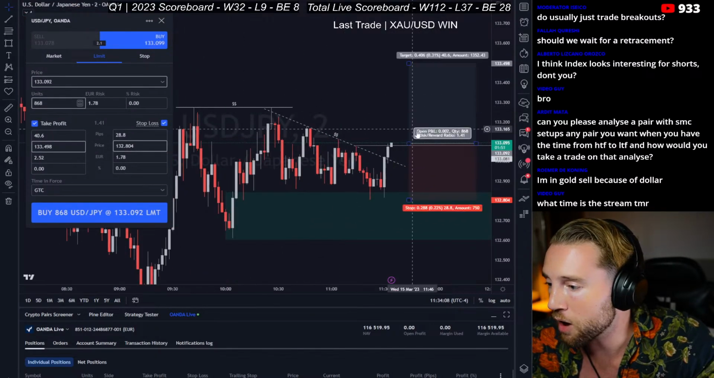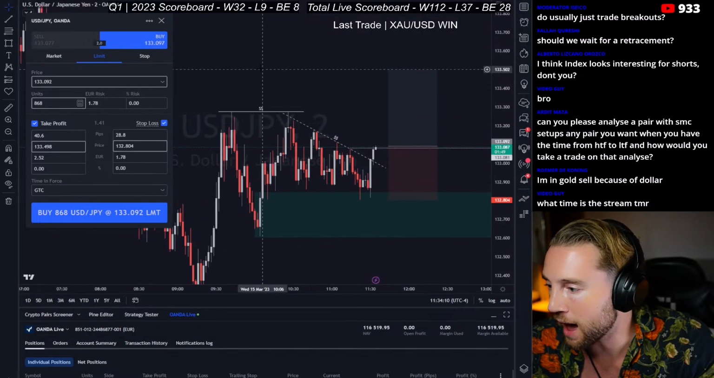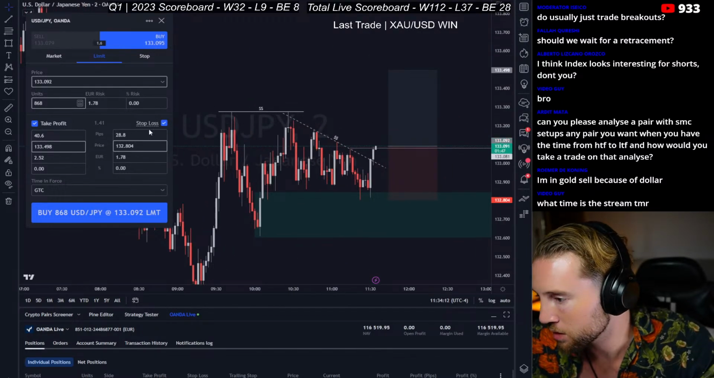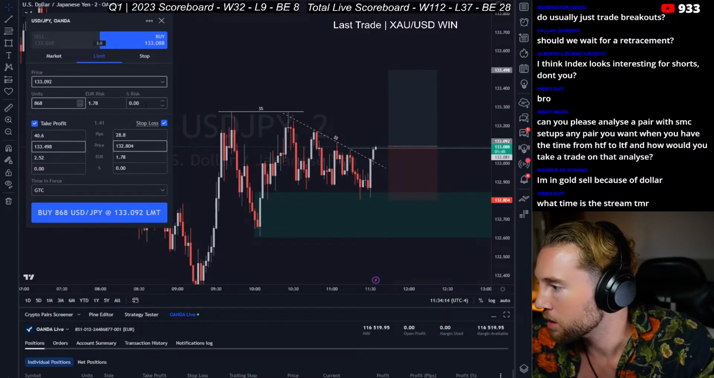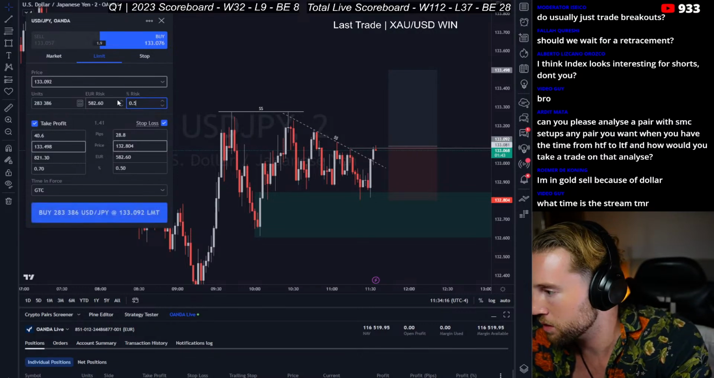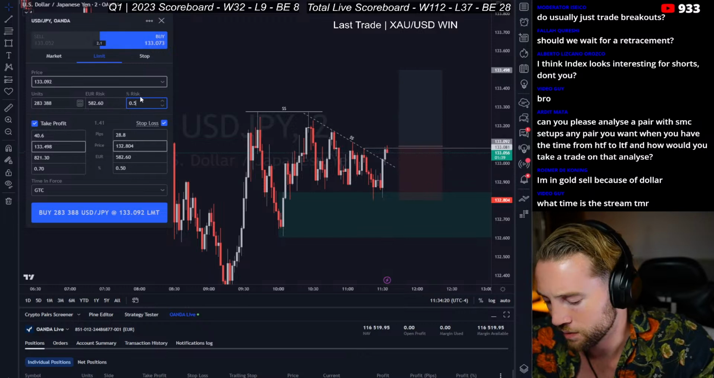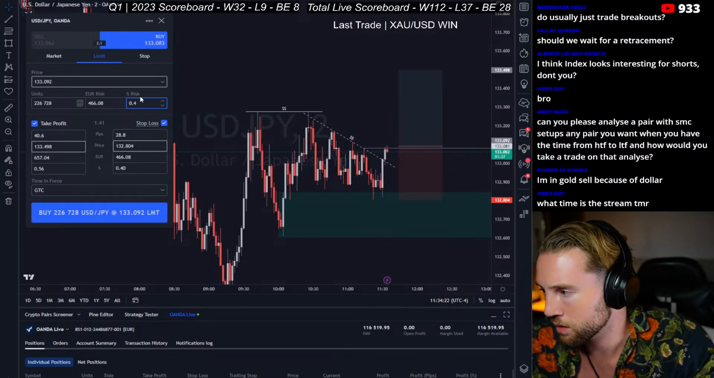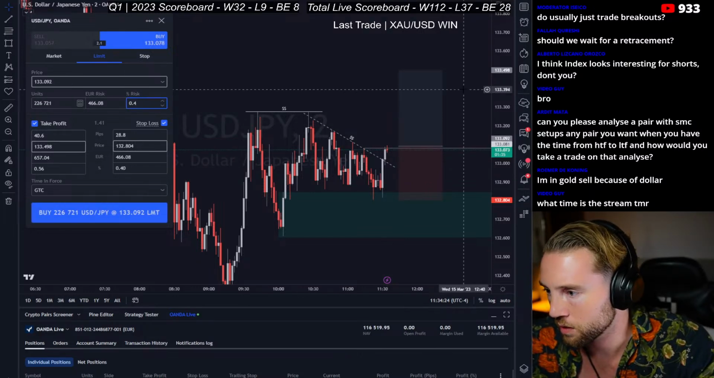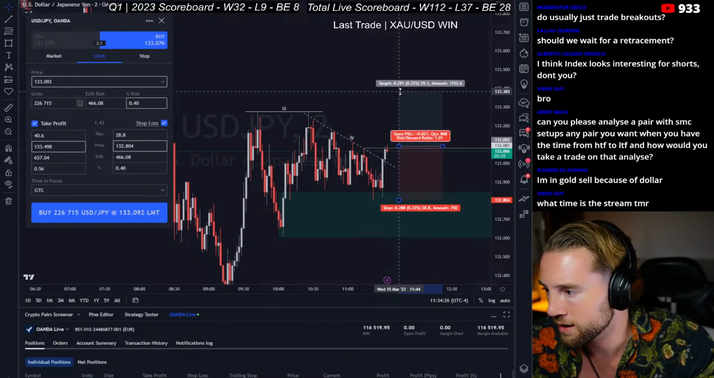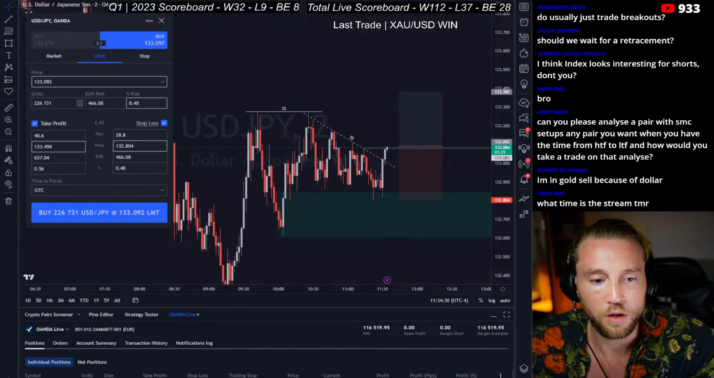We have equal highs as well, by the way, there. We can definitely go for these highs. Risk reward is at least... Okay. Yeah, that could be interesting.